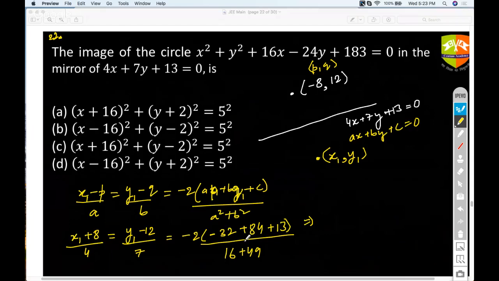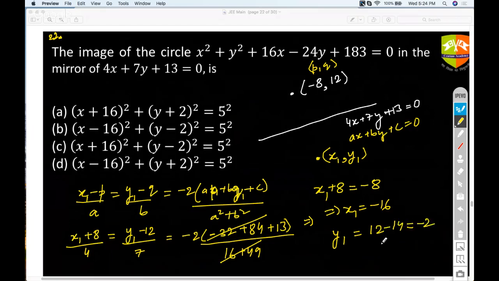So let's calculate this value over here. Minus 32 plus 84 would be 52. 52 plus 13 is going to be 65. 65 by 65, that's going to be negative 2 only. So x1 plus 8 is going to be negative 8. So x1 is going to be negative 16, and y1 is going to be 12 minus 14, that's going to be negative 2. So your center of the image circle would be at minus 16 comma minus 2.